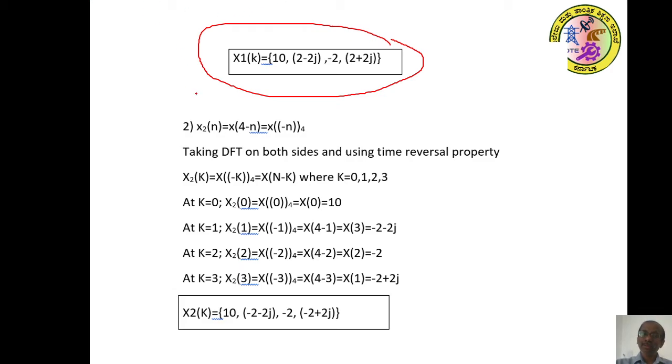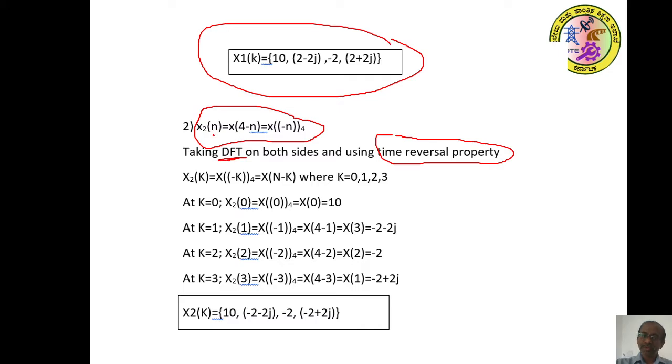They have given one more problem. x2 of n is equal to x of 4 minus n. And we all know that x of 4 minus n can also be written as x of minus n, circularly folded with respect to 4 samples. Now we want to invoke the circular time reversal property, and apply DFT on both sides.